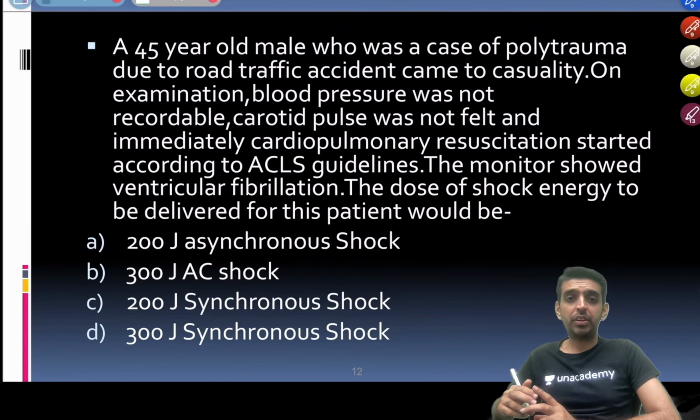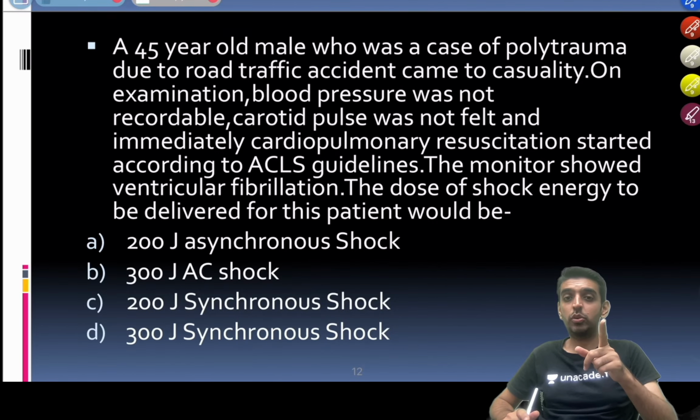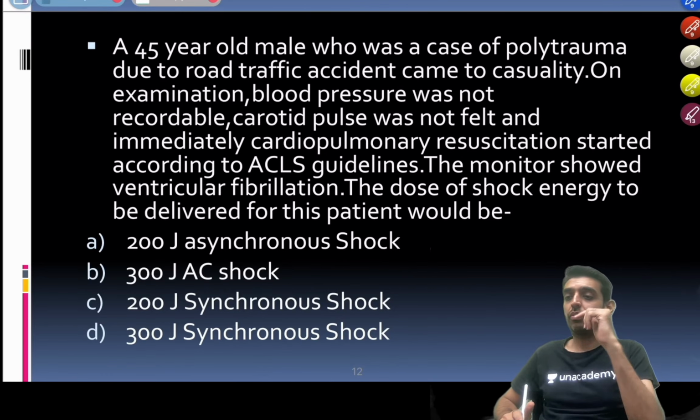Option A, that is 200 joules of asynchronous shock, is what Nisi is telling. Kartika says option A. Medico VH says option C, that is 200 joules of synchronous shock. Gayatri and Stardust say option A, that is 200 joules of asynchronous. Baljinder says C, that is 200 joules of synchronous shock.